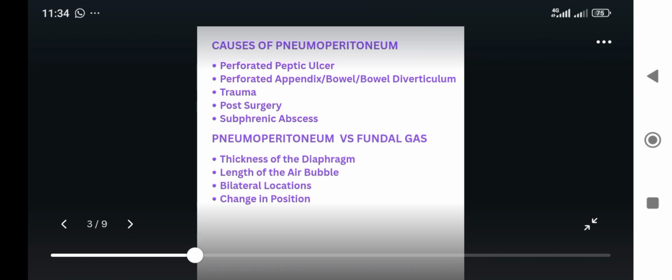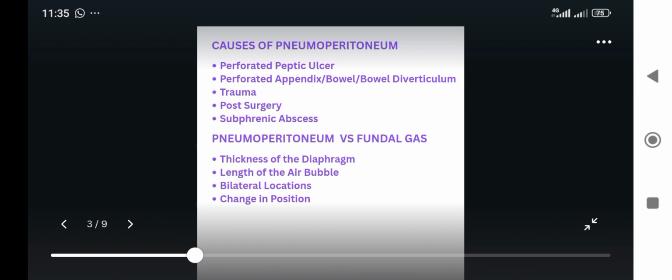Then post-surgery. During surgical interventions, there is found to be some air in the abdomen after the surgery. At times, for a period of approximately 3 weeks, you may see some traces of air in some patients. Then subphrenic abscess, that is abscess below the diaphragm. If the abscess contains some microbes that produce gas, then there could be air seen below the diaphragm.